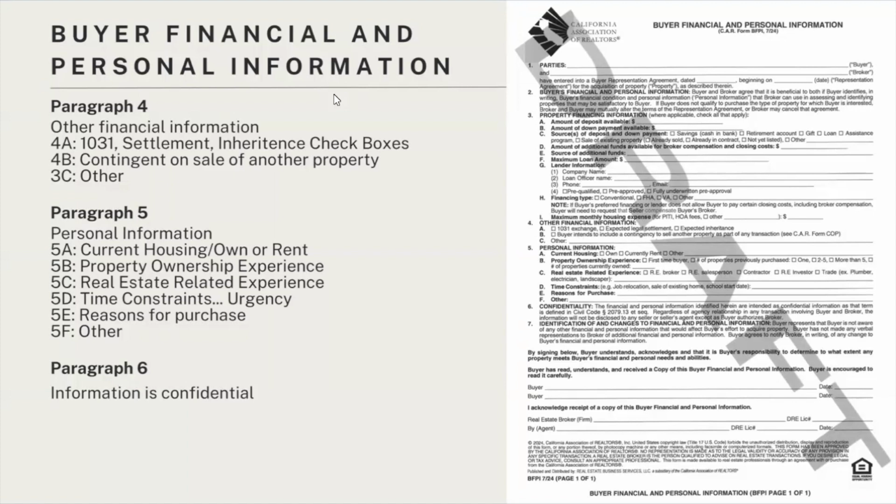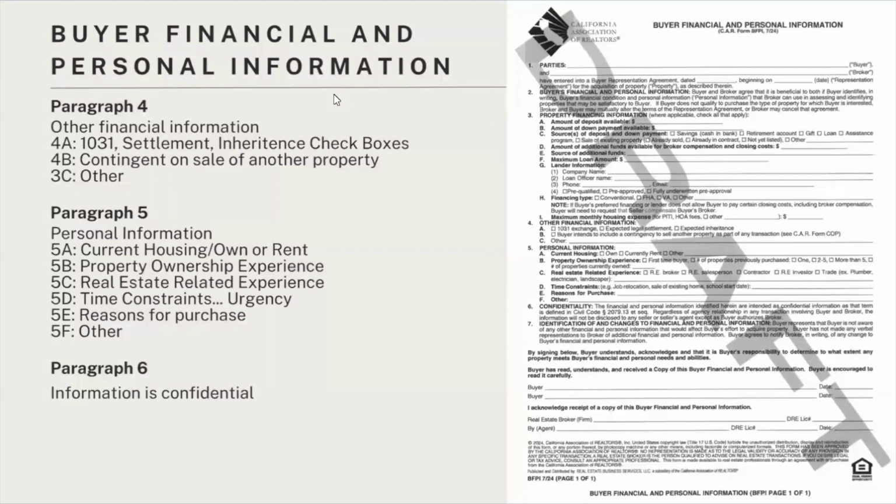Paragraph 5 launches into the personal side of the information. 5A, current housing, whether they own or they rent, what is their current situation? Other, maybe if they're living with somebody else or they've got some type of temporary housing. 5B, property ownership experience. 5C, real estate related experience, whether or not they're a broker or they're a service provider, there's some kind of affiliation. So you can gauge what level of expertise or understanding they have.